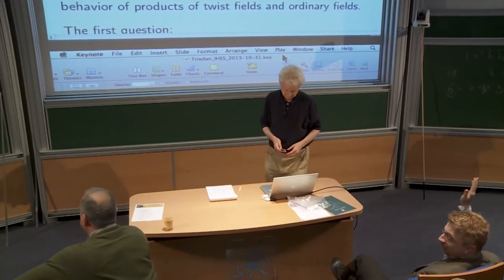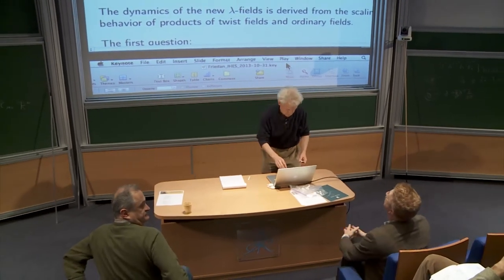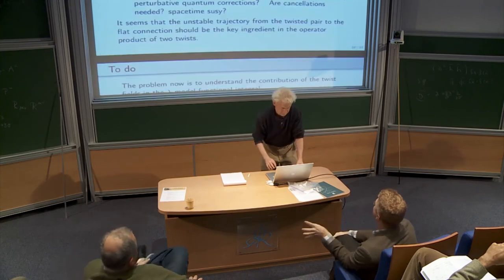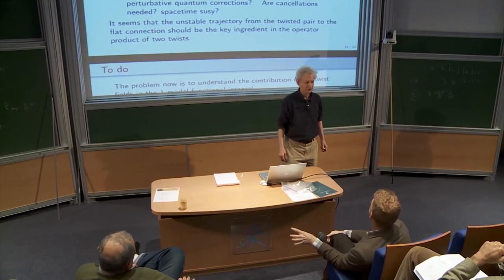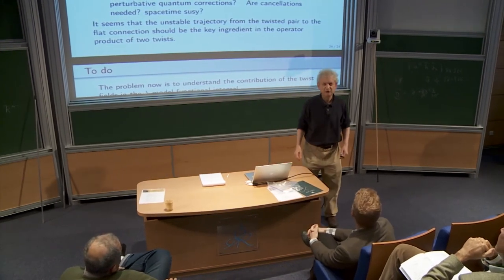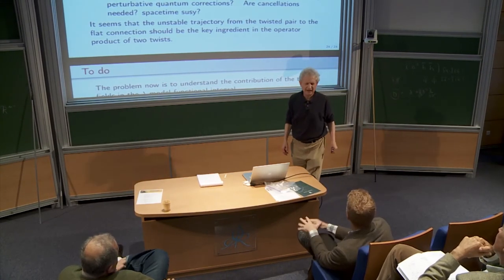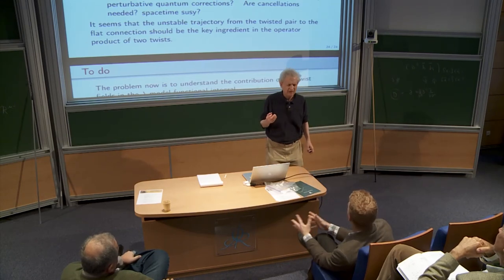Questions, please. So it looks like the lambda model is actually a single model on the product of the original space-time manifold and the space of... No. I mean, you can think of it that way.